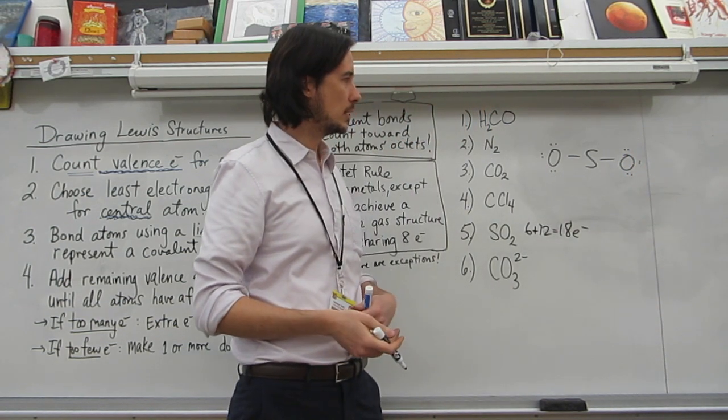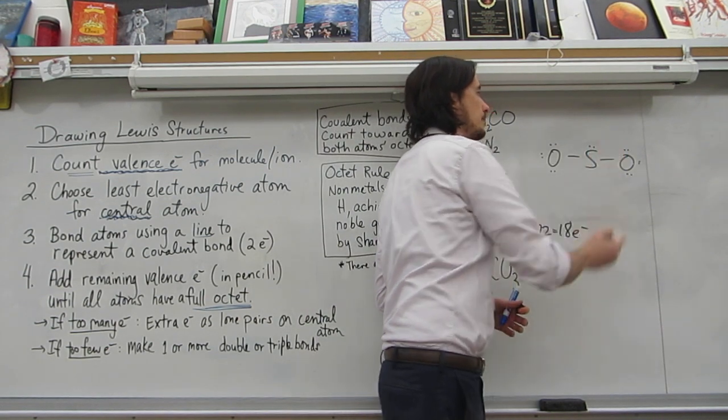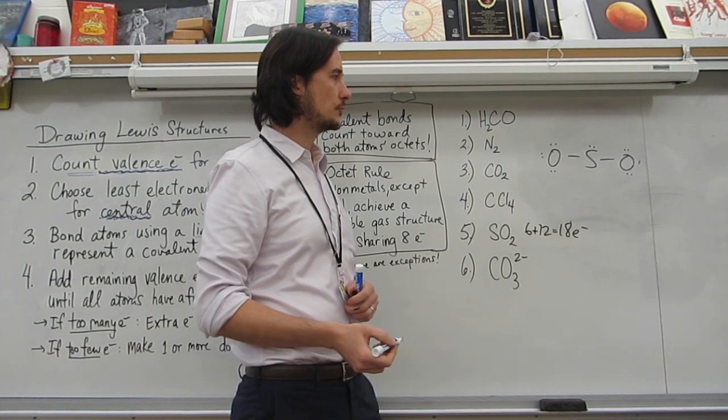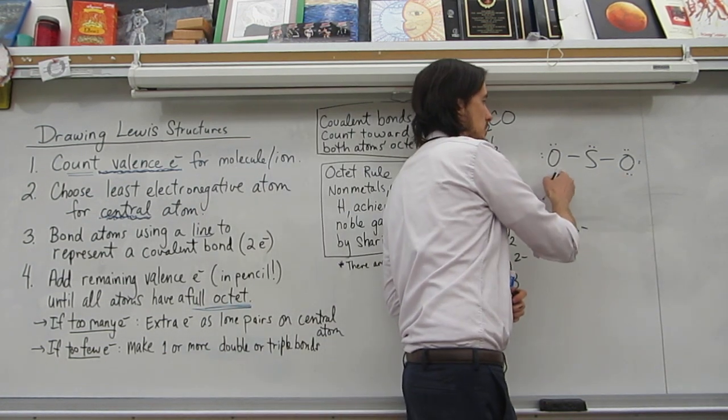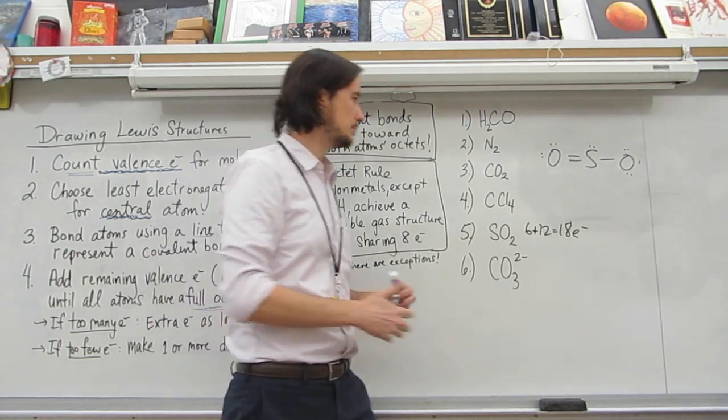Right, we've added 12, so we have 2 more. I'm going to put those on the central atom. But if you notice, we don't have the octet for sulfur yet, so one of these oxygens, doesn't matter which, is going to need to share. That's SO2.